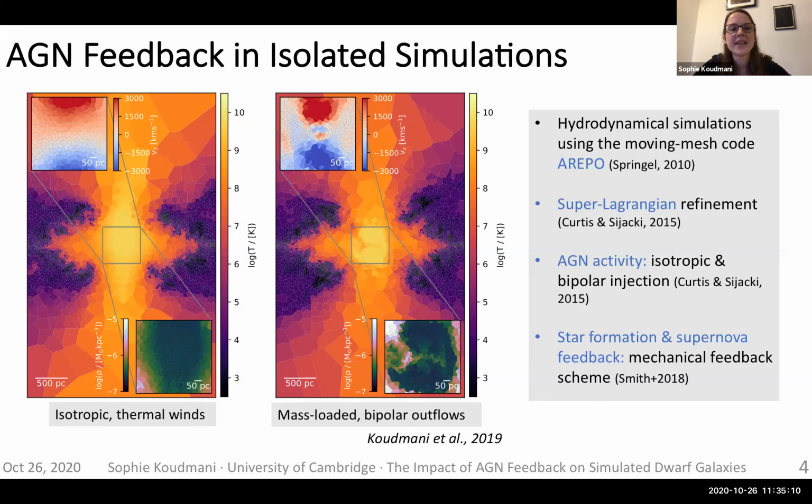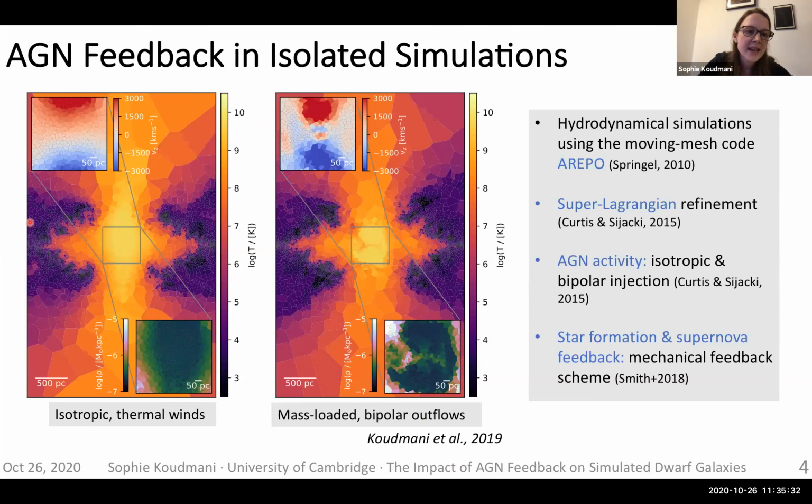To investigate this, we have firstly used isolated simulations of dwarf galaxies to systematically test the direct impact of AGN feedback in the low mass regime. And these simulations were carried out with the moving mesh code AREPO. And here you can see cross sections of these mesh cells.